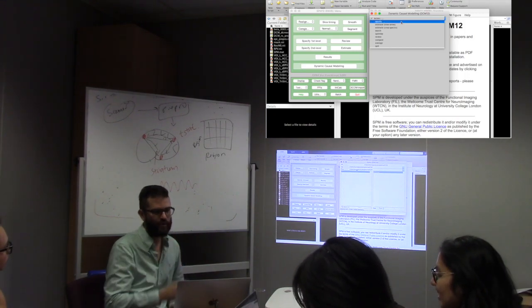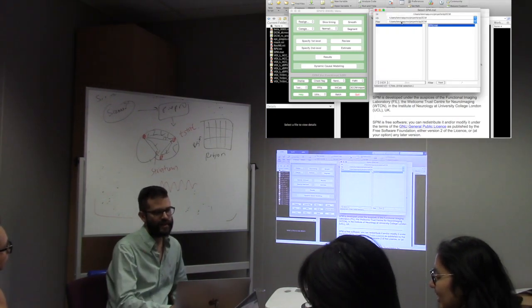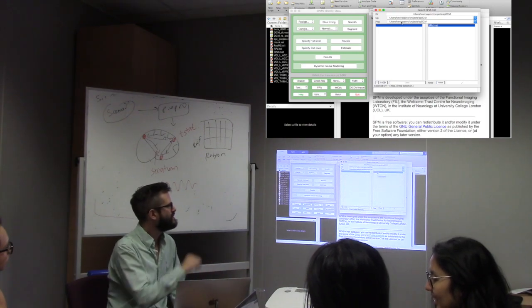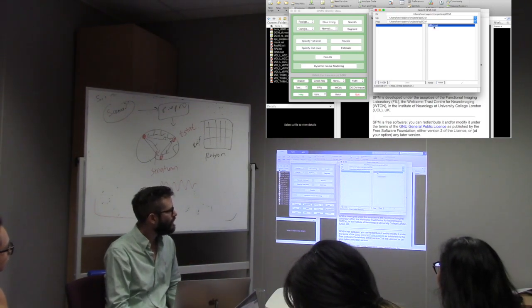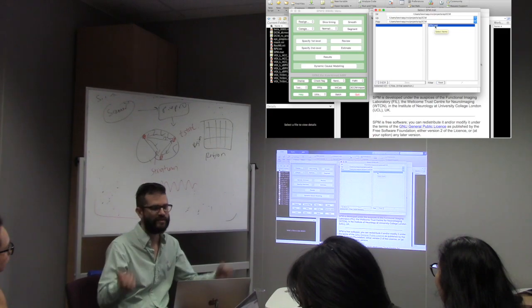And then when you do all this stuff, you save it in an SPM.mat, which has all the clusters and all this sort of stuff. It's just outputs from first level, second level DCM.